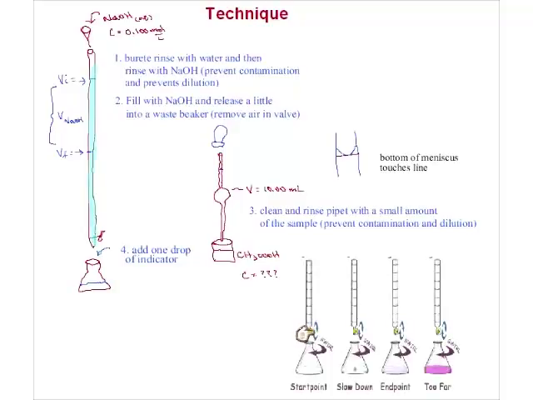You're going to slowly add, you're going to start, stop, start, stop, start, stop, slowly add, swirl, and then you're going to stop just when the phenolphthalein starts to turn a light pink. If you go dark pink, then you're too far. You overshot the end point. What you have to do is throw this away, start again.